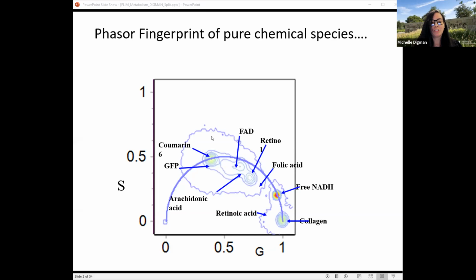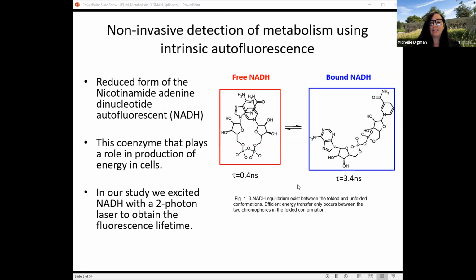And these are just a few. Some of these are really important in tissues such as retinol, FAD, arachidonic acid, retinoic acid, free NADH and bound NADH. One of the things that makes this particular graphical representation exciting is the fact that you could actually excite the autofluorescence, the intrinsic autofluorescence in living tissue. And specifically, what's important about this is the nicotinamide adenine dinucleotide fluorescence or autofluorescence.